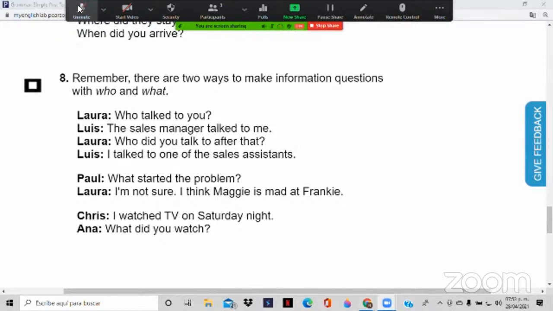Remember, there are two ways to make information questions with who and what. Who talked to you? The sales manager talked to me. Who did you talk to after that? I talked to one of the sales assistants. What started the problem? I'm not sure. I think Maggie is mad at Frankie. I watched TV on Saturday night. What did you watch?